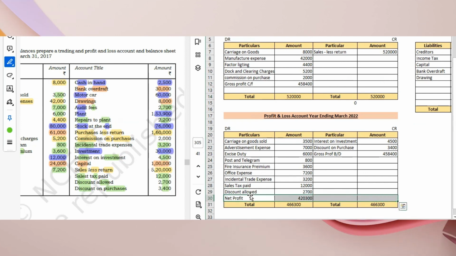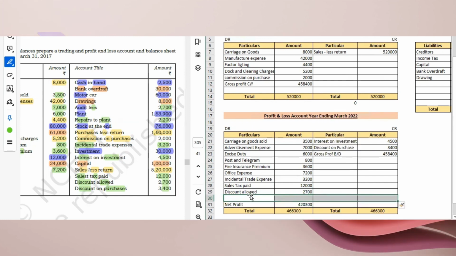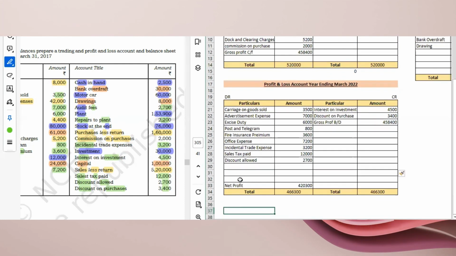So I'm inserting some of the line items here so that you can understand. See here, audit fee 2,700, repairs to plant 2,200, because the repairs to plant is done for the manufacturer, it is a P&L item. Whichever are directly related to manufacturing the product go into your trading account. Other than that, all are operating expenses. You have to put them in P&L items only.